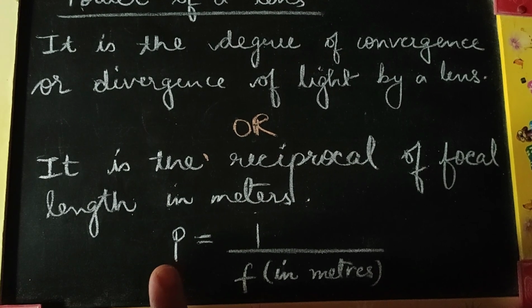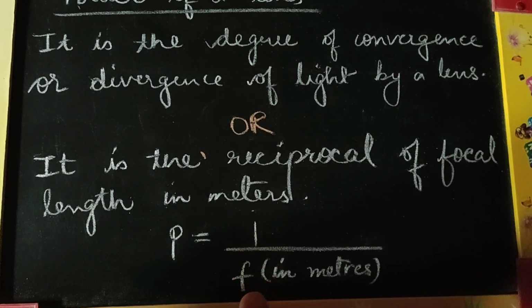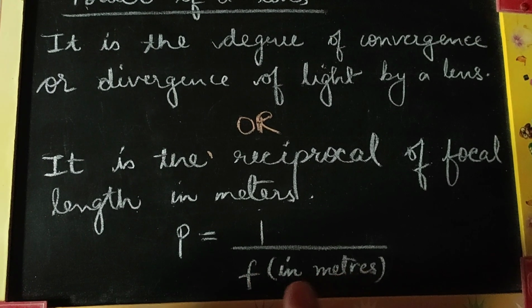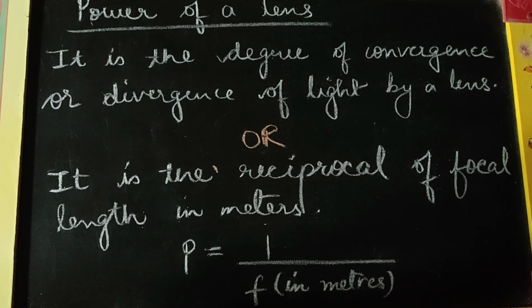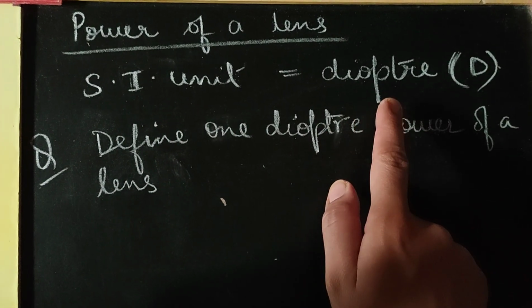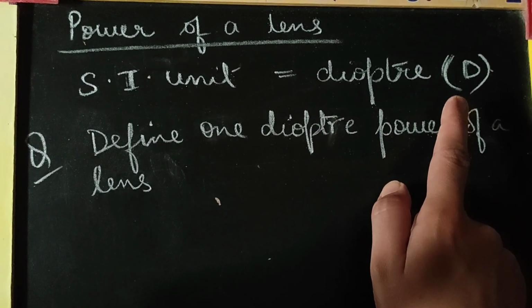Power, represented here by capital P, is the reciprocal of focal length, 1 upon focal length, where focal length is expressed in meters. The SI unit for power of a lens is diopter. It is represented by capital D.